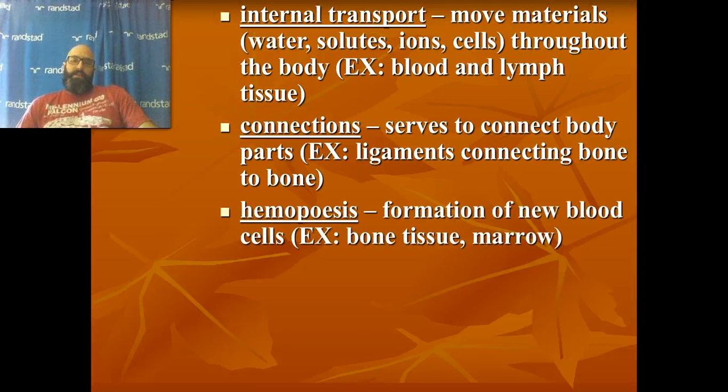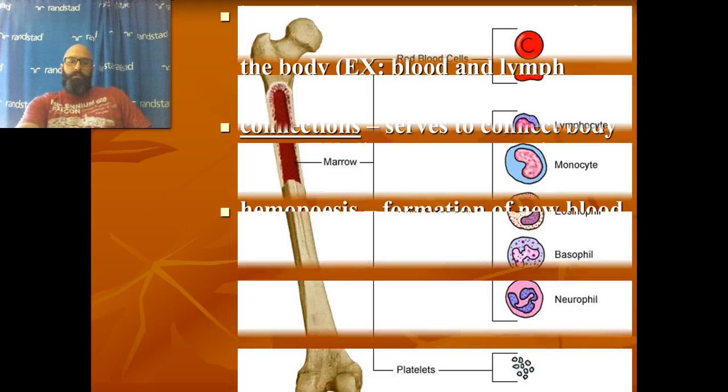Another thing is hemopoiesis. Hemopoiesis, you also see this phrase as hematopoiesis, but your connective tissue, particularly your bones and the bone marrow of your bones, like long bones and a lot of flat bones, they produce red and white blood cells to circulate throughout your body.